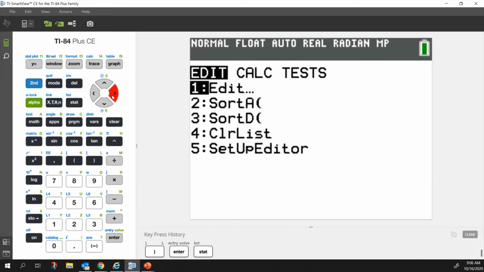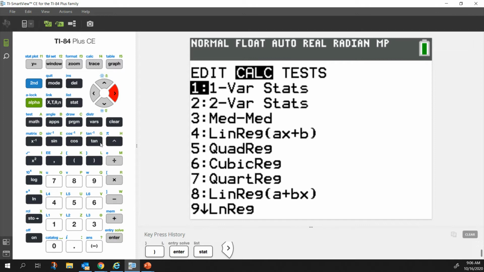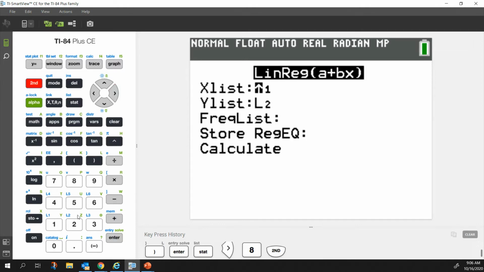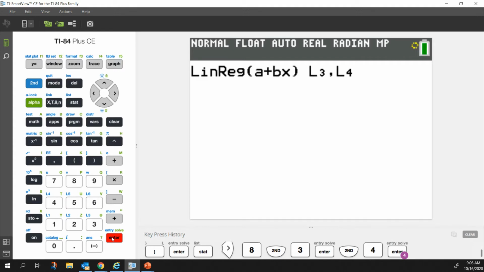I'm going to do a line of best fit on both, number 8, L3 because I transformed my x's, and L4 this time because I also transformed my y's. And I'm going to hit calculate.